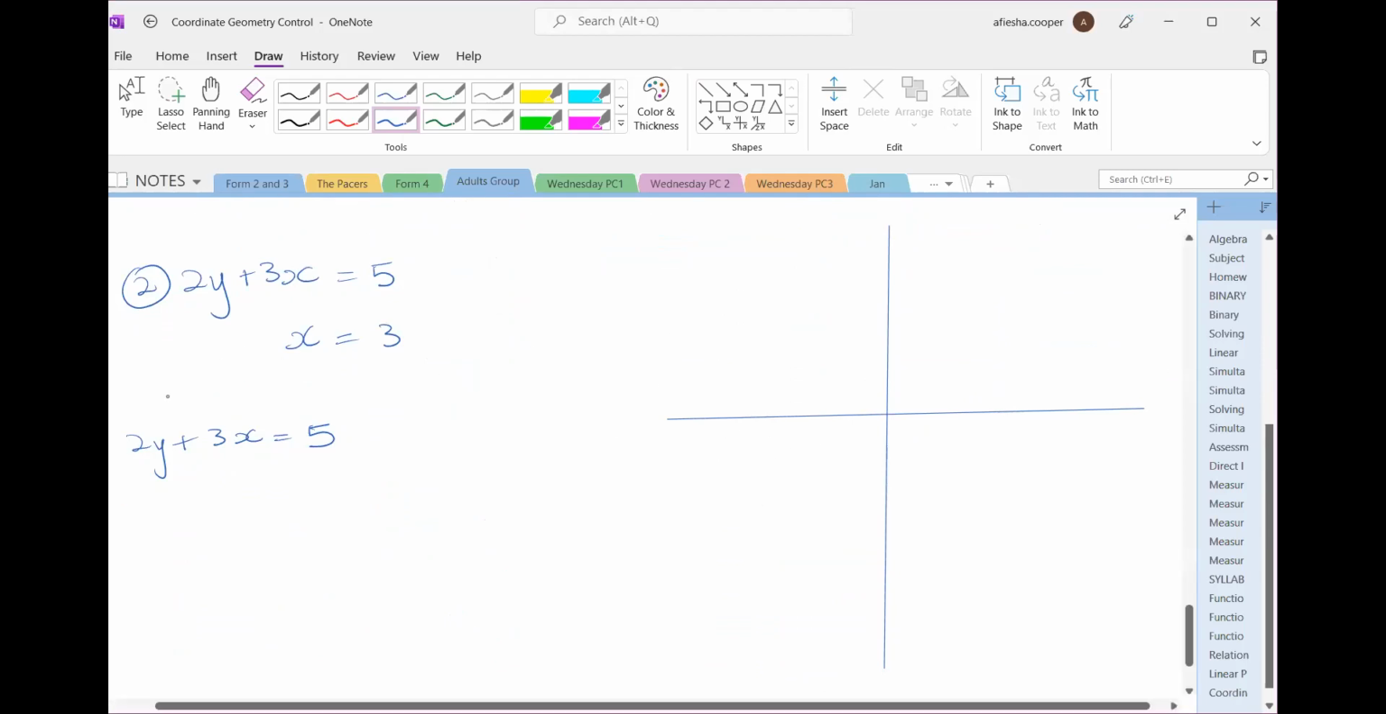Right. So how do we go about plotting the first function? 2y plus 3x is equal to 5. We find the domain. All right, so we're going to plug in some points. Remember, these are not drawn to scale, so it won't be exact. So what points are you going to choose?